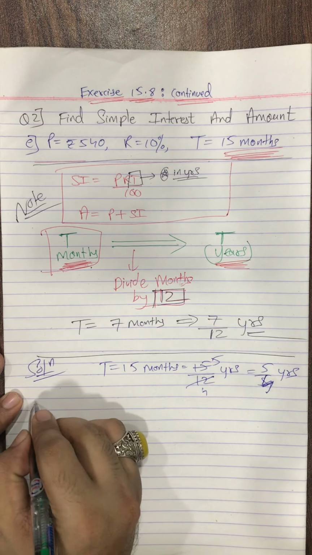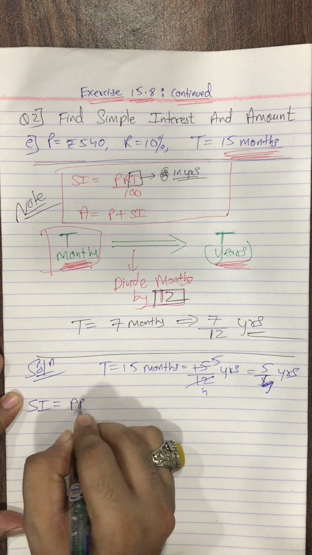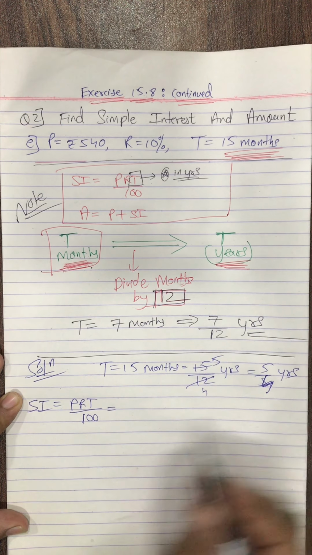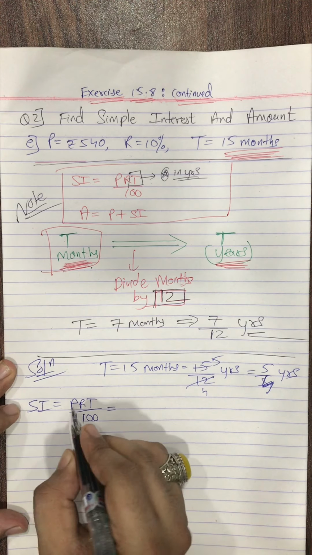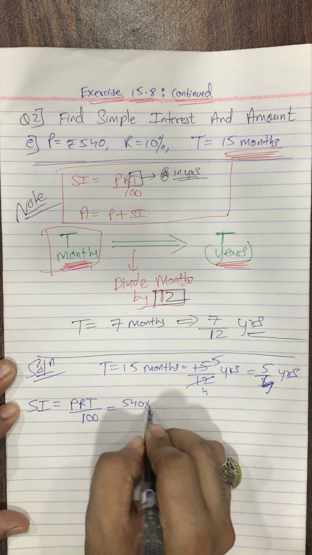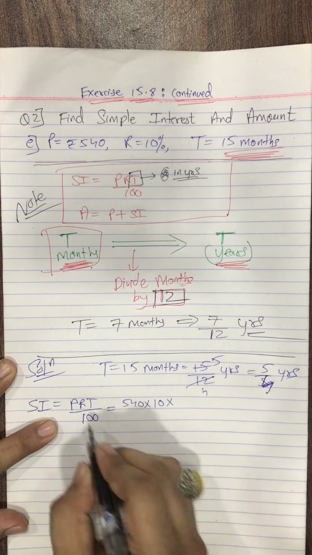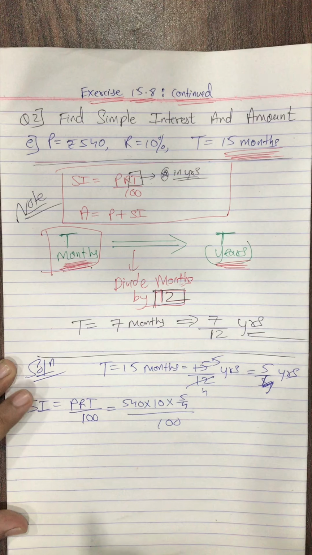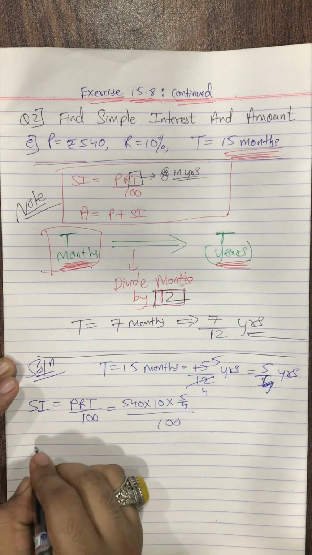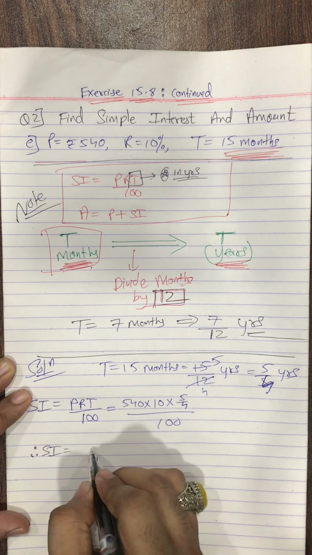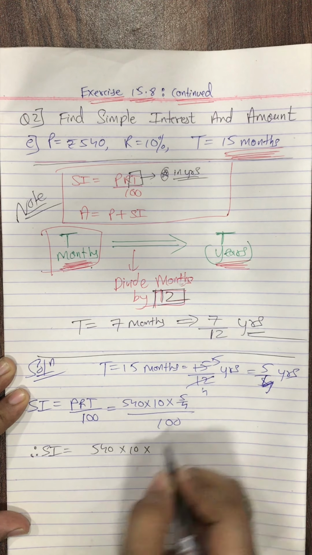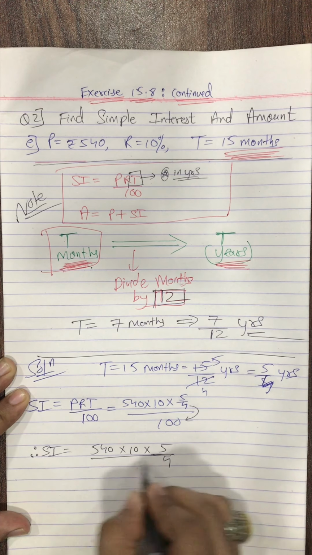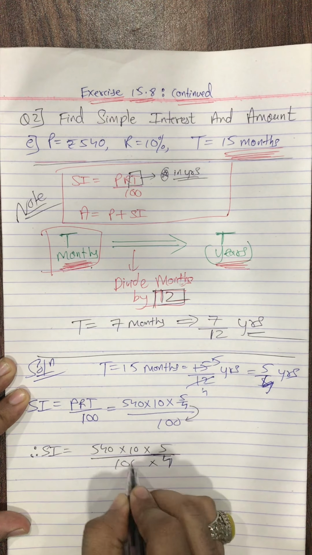Now let's start simple interest. The formula of simple interest is PRT upon 100. I don't have place down, so I'm going horizontally. P, the principal, is 540. Multiply by R, R is 10. Time period is 5 upon 4, the whole upon 100. Therefore, simple interest will be 540 multiplied by 10. This 4 comes down and gets multiplied with 100.